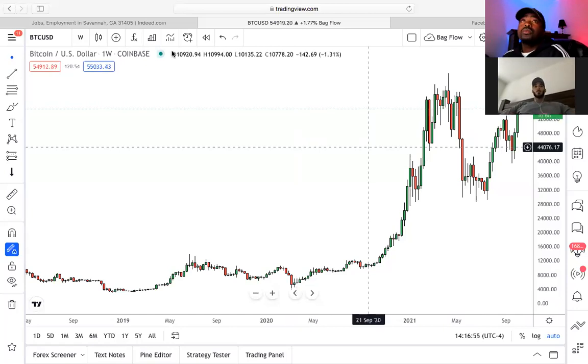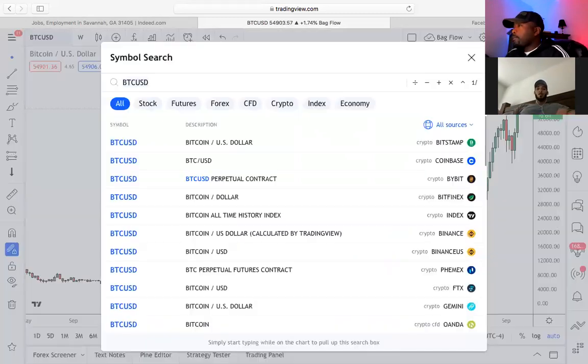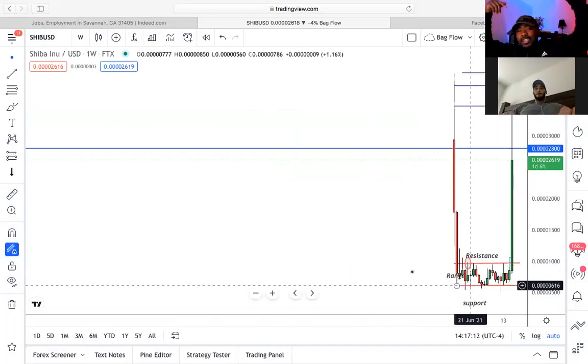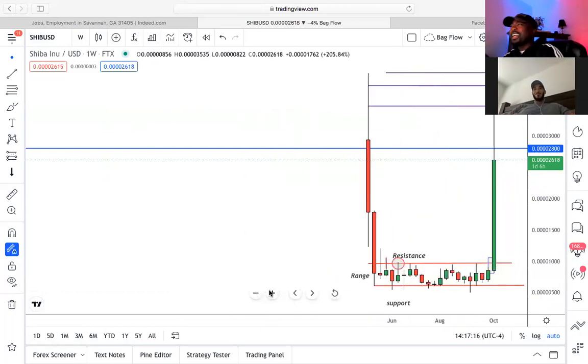So we got it going now, right? What do you want to look at, bro? You want to look at Bitcoin? Let's look at SHIB, because that's where everybody is right now. At the time of this video, SHIB is exploding. So let's look at SHIB. We'll do Shiba Inu versus the dollar. Let's go. You hear me?